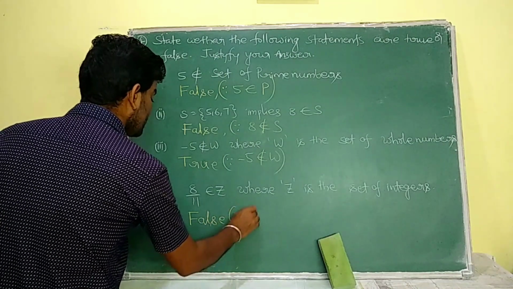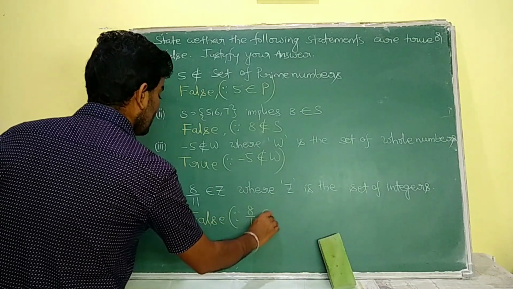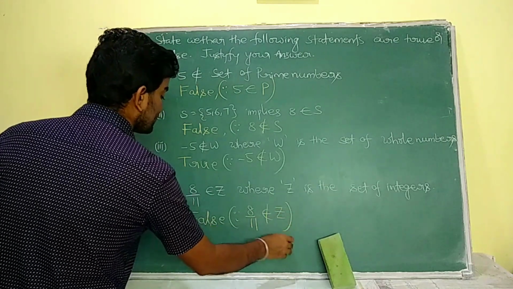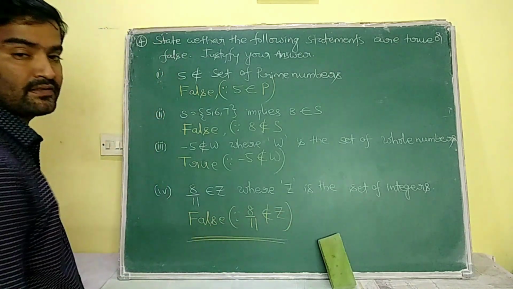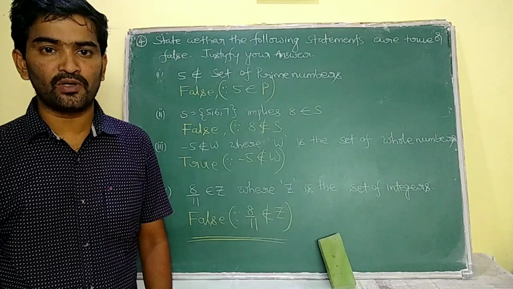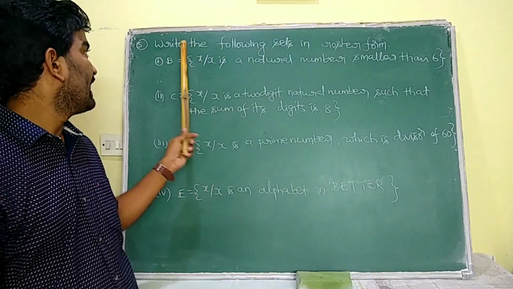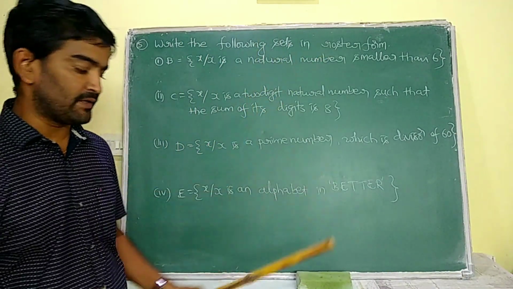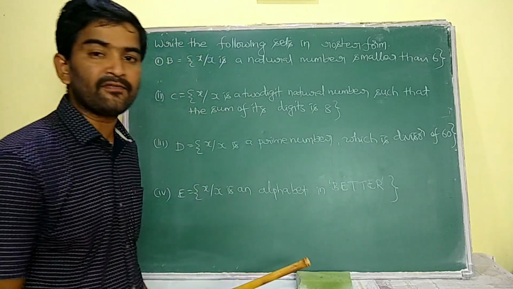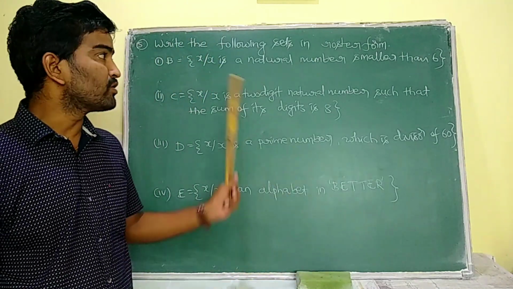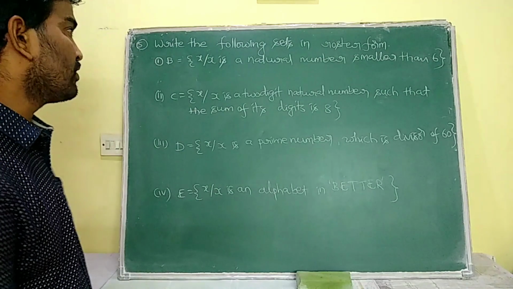Why is it false? 8 by 11 does not belong to integers. That's the reason. That is our justification. I hope you understand. The fifth question: write the following sets in roster form. He gave the sets in set builder form and he is asking us to write them in roster form.